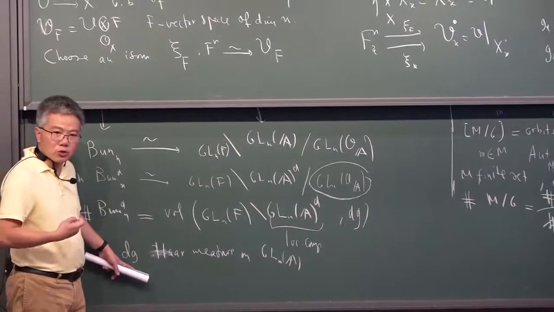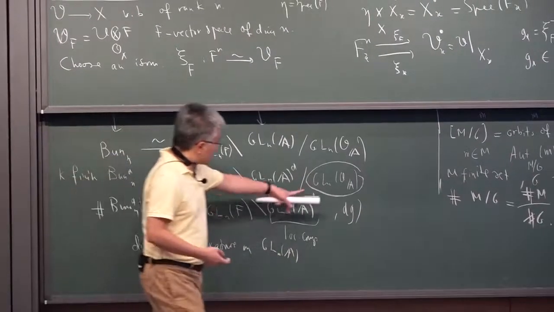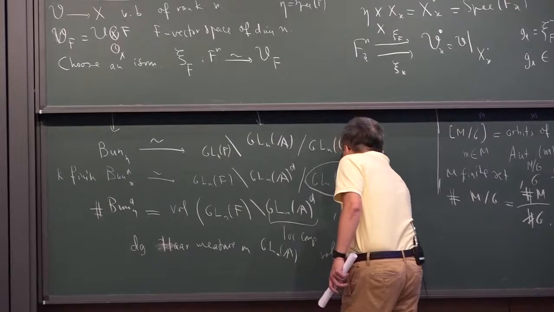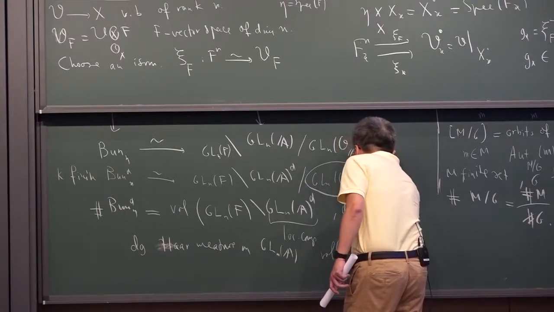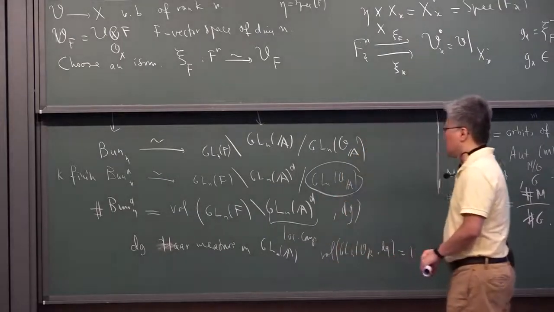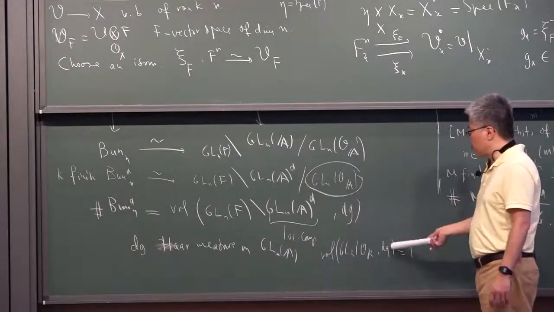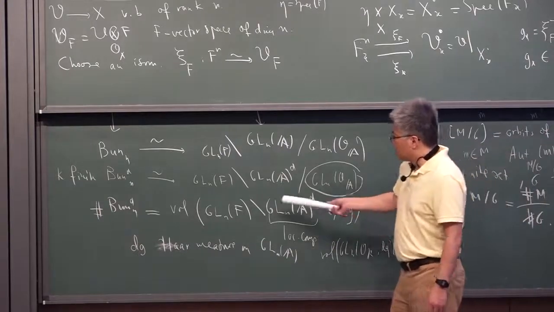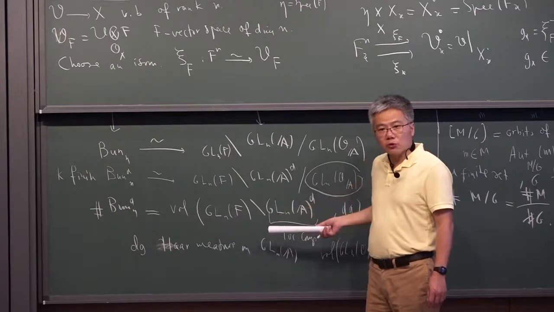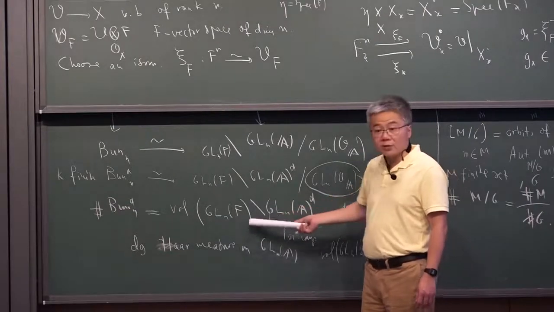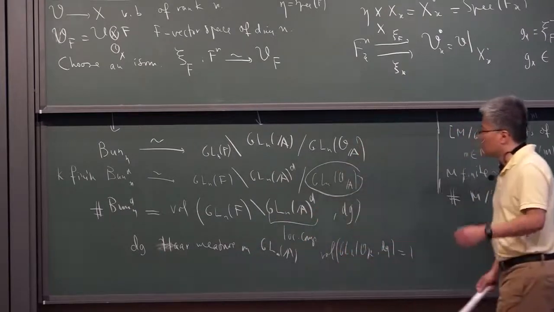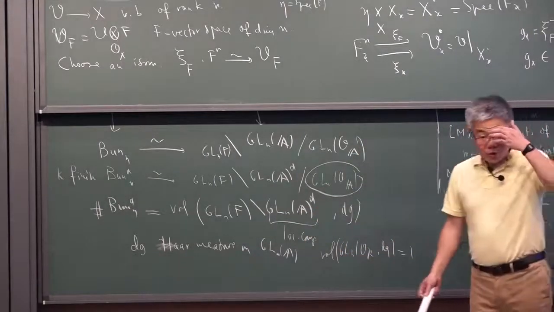So this exists, but only up to a scalar. So we need to choose a way to normalize it, so that the volume of GL_n of O, which is the compact group, is volume one. When you put this notation in, this identity is basically topological. I'm not going to prove that the volume is finite, but it is true. In general, for a certain simple group, it is finite.